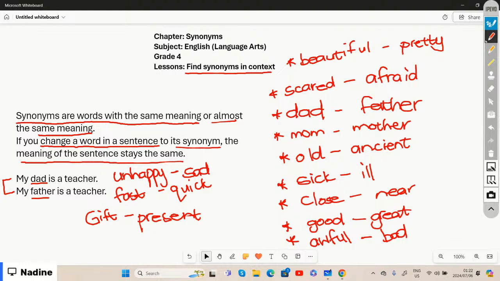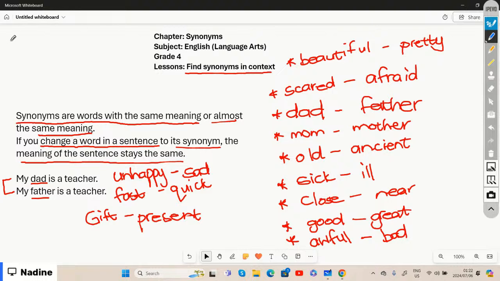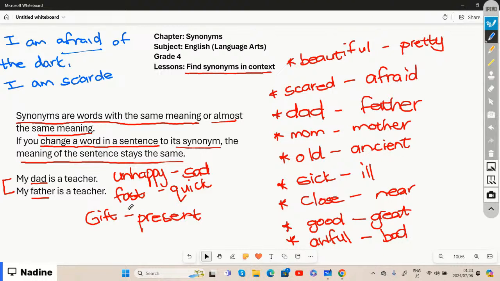Let's look at the word afraid or scared, right? It's like us saying I'm afraid of the dark. Let me just write it down for you. So we can either say that I am afraid of the dark, or I can say I am scared of the dark. You see, now I'm using the same sentence but a different word.